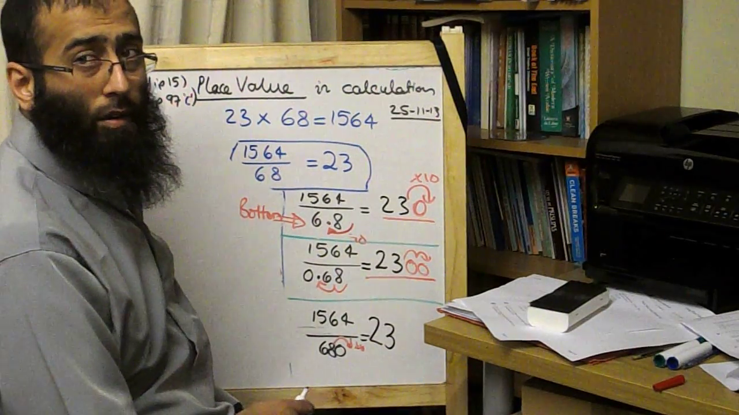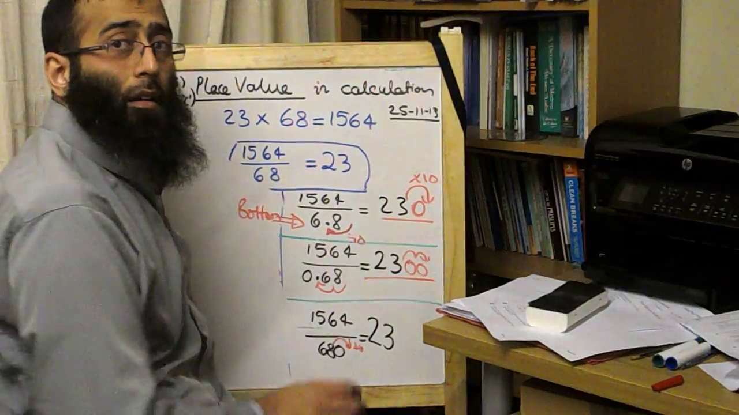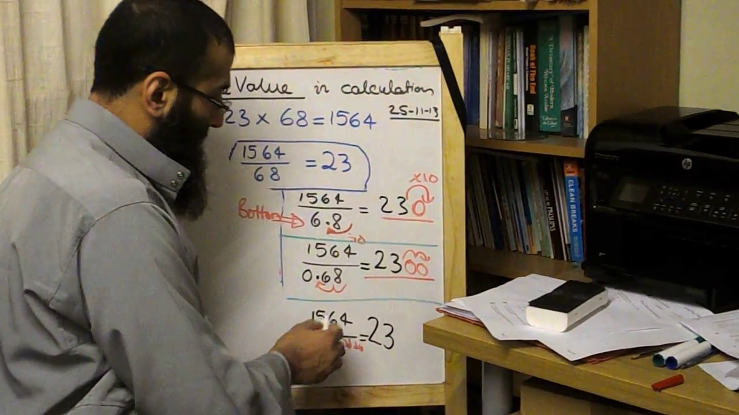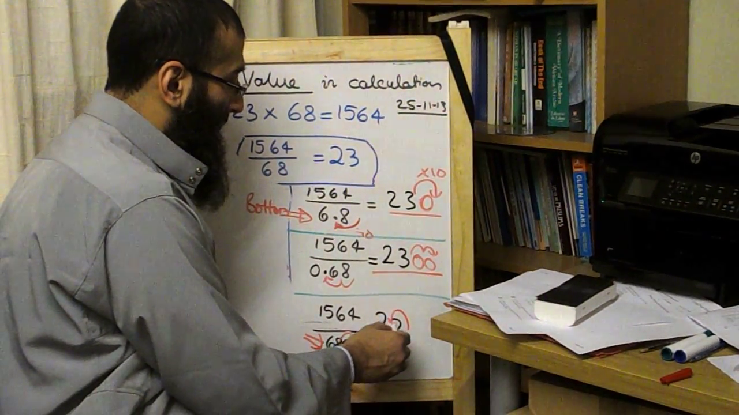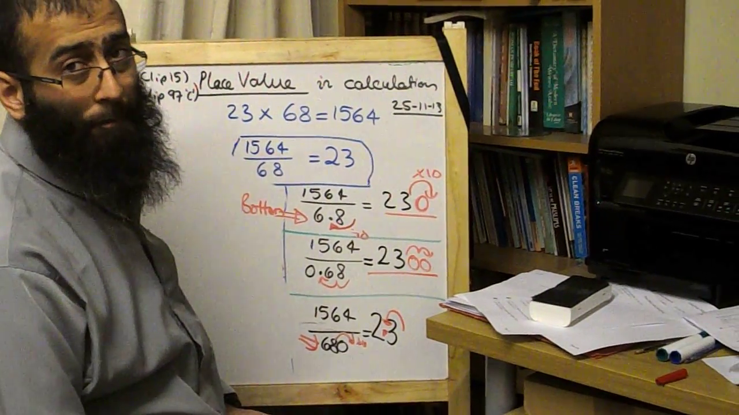Okay, can you see that clearly? Should have been 23. Now, because we made the bottom number bigger, we are dealing with the bottom part of this. So the number that's been divided by, we have to make the answer 10 times smaller. It has the inverse effect. So the answer becomes 2.3.